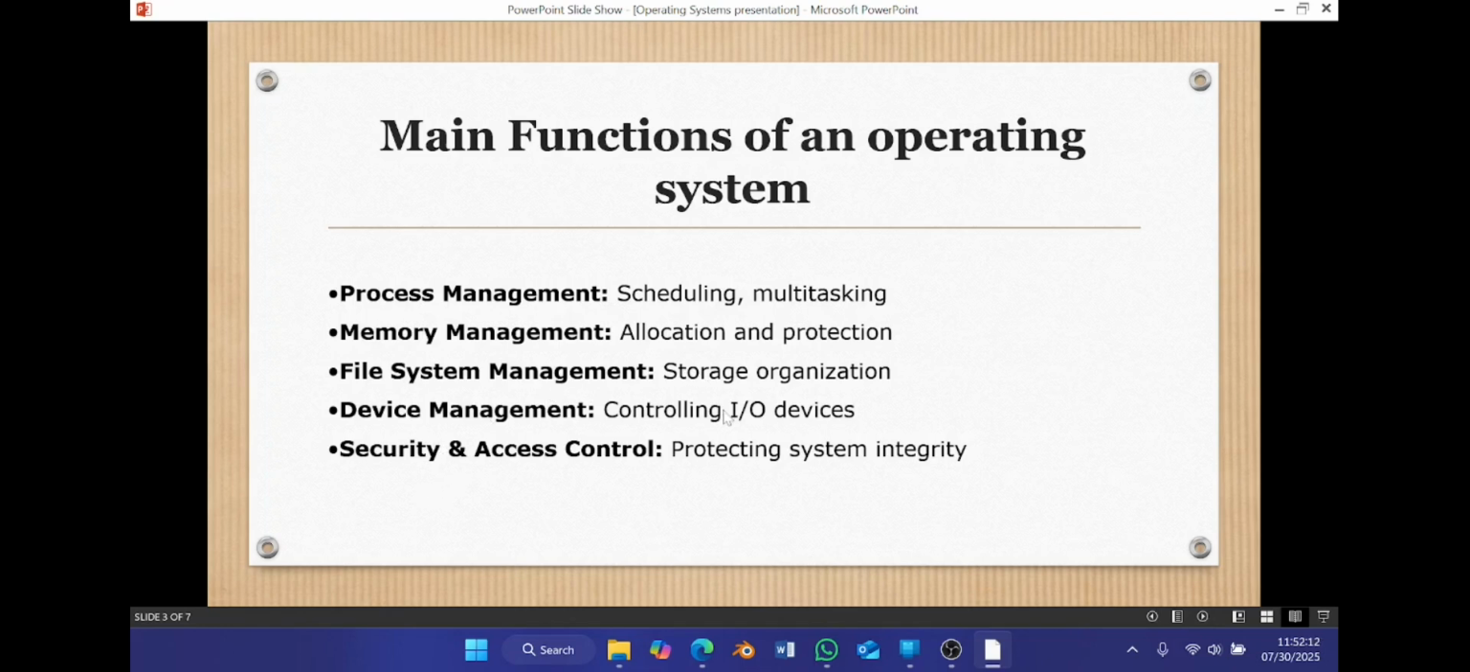Then we have device management. An operating system helps in controlling input/output devices on a computer, on a smartphone, or any other device that uses an operating system. Then we have security and access control. The operating system helps in protecting system integrity on the devices.